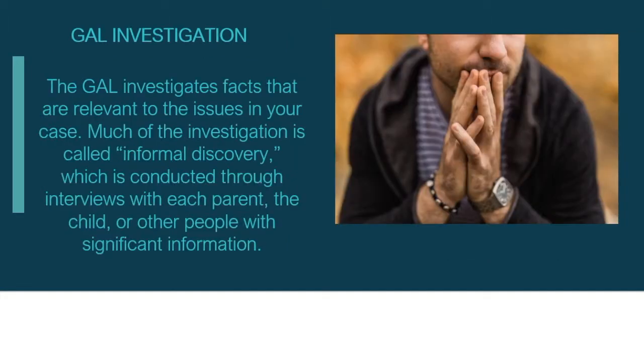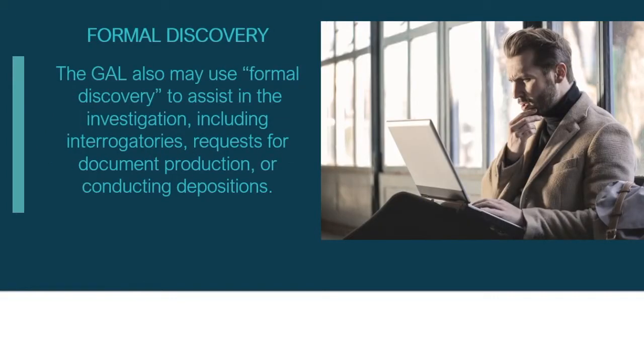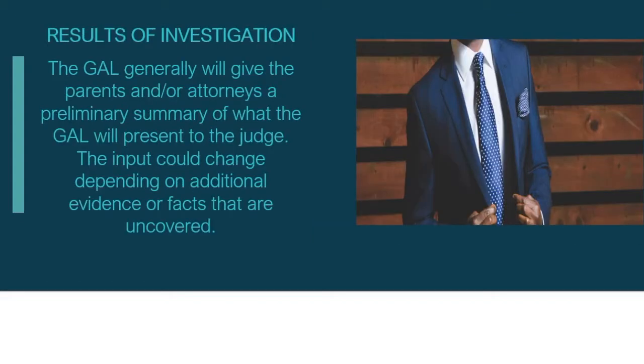The guardian ad litem investigates facts that are relevant to the issues in the case, and those are normally identified in the statute. They may start with informal discovery by interviewing parents, the children, and anyone else who has a significant relationship with the child and see the child with their parent. But then they can start doing more formal discovery by asking for records, such as medical records, school records, or mental health records. They may also do things called requests for production of documents, depositions, and interrogatories. And your attorney can talk you through each of those formal discoveries.